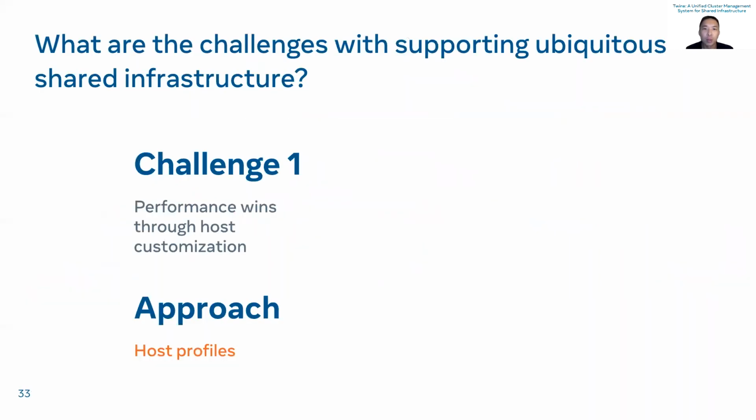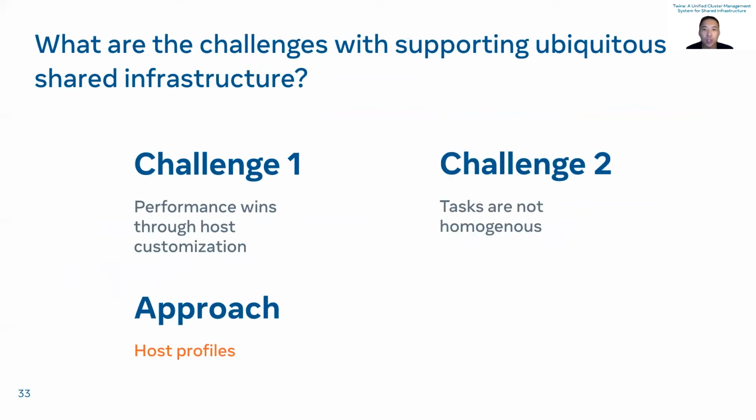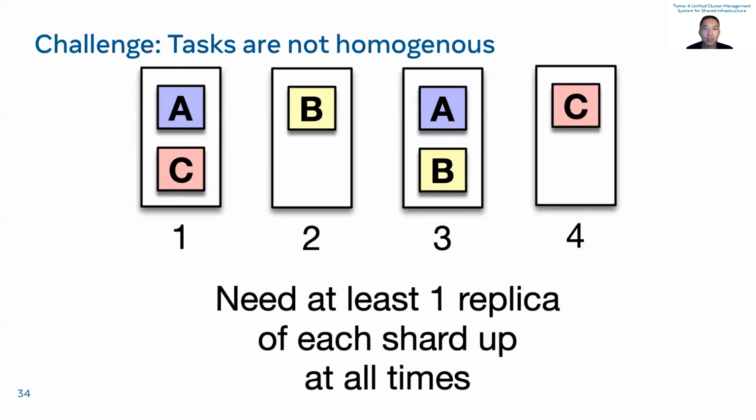In summary, we addressed a host customization challenge with host profiles. Our second challenge with supporting ubiquitous shared infrastructure is that tasks are not homogeneous, especially for stateful or sharded services. In this example, we have a job running a sharded service with 4 tasks. Each task hosts a different subset of shards of this application's data. This service needs at least one replica of each shard up at all times to ensure availability.